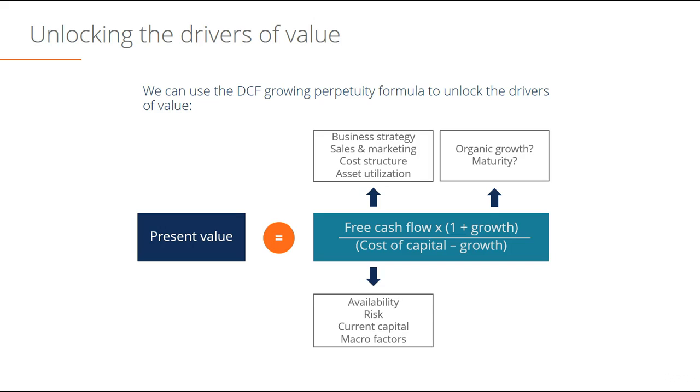On the denominator, we've got the cost of capital. The cost of capital is dependent on the risk of the business and macroeconomic factors. So as a company is able to become lower risk, either by having more stable cash flow or more stable price returns, it has a lower discount rate and therefore it increases the present value of that business. The other thing that can impact this is macroeconomic factors.